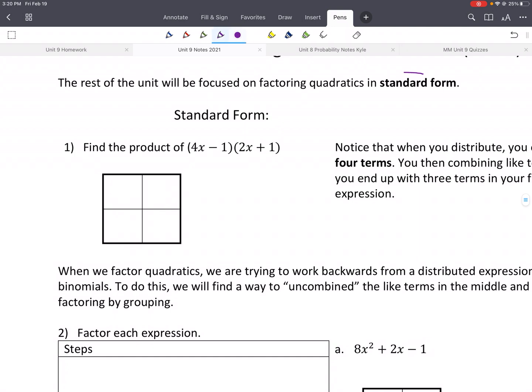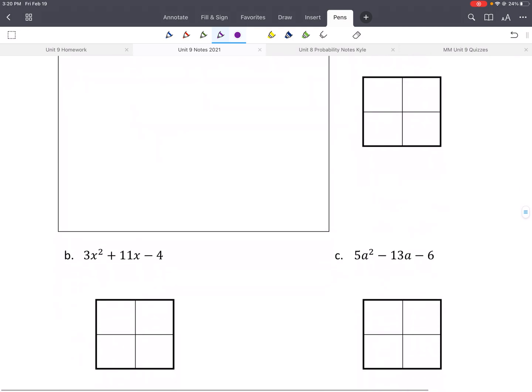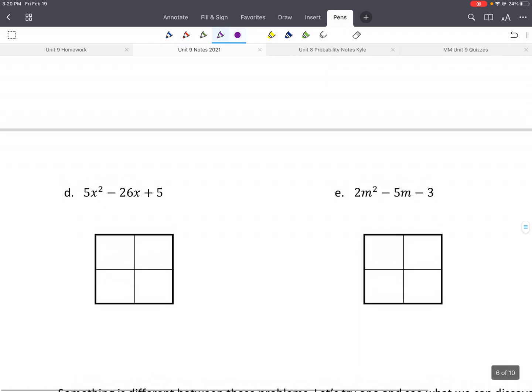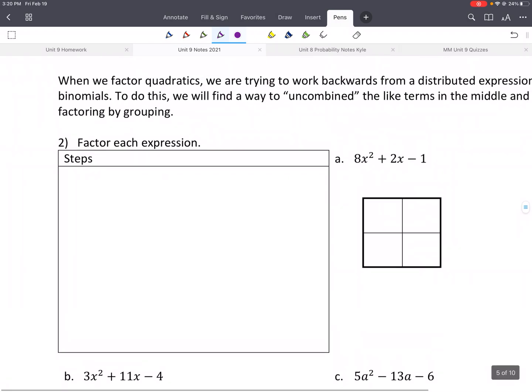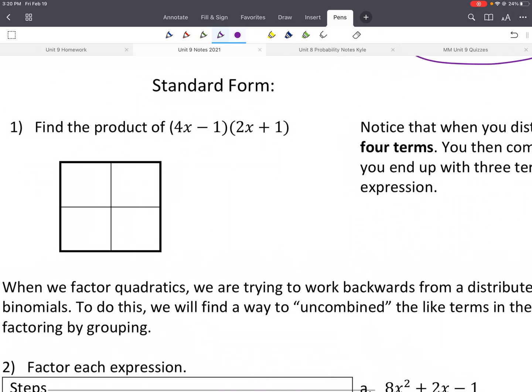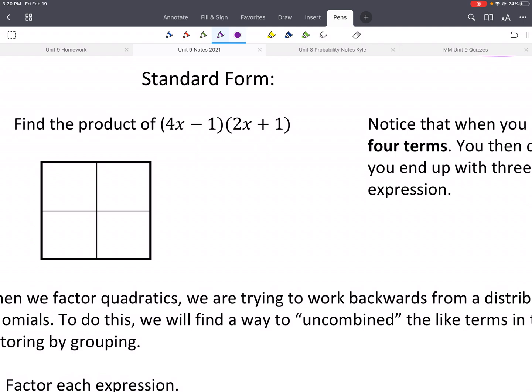So again, all of our problems that we're going to be working on are going to be in standard form. If you look at all of these examples that we're going to go over, they're all in standard form. That means we have the highest exponent, then the next, and then we have a constant. All right, so let's go back a bit. We did something like this in our last lesson, but we'll go over that again.